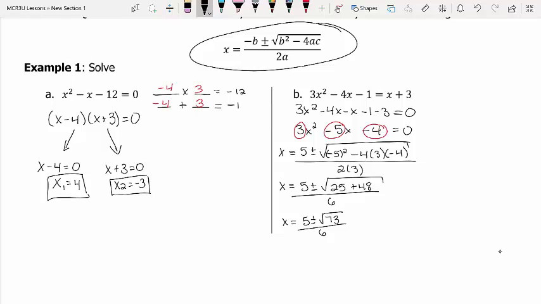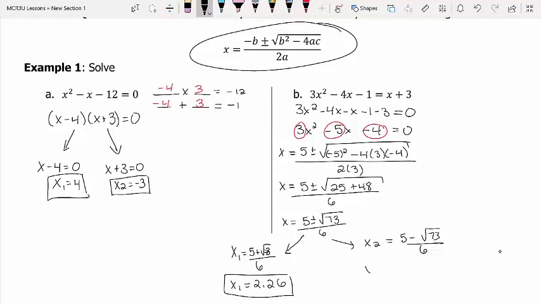Okay, so remember, this yields two possible answers. The first answer is going to be 5 plus root 73 divided by 6, and the second answer is going to be 5 minus root 73 divided by 6. Okay, so plug that into your calculator and see what you get. Okay, and we can use decimals here because the question doesn't ask for exact values. If it asked for exact values, we would have to simplify our radicals.